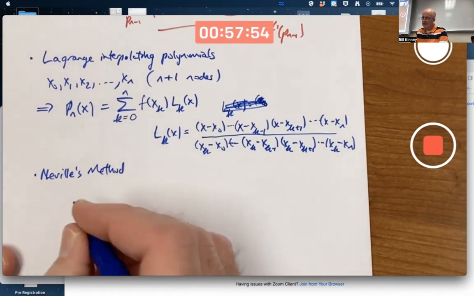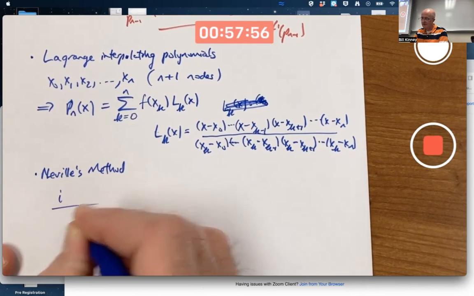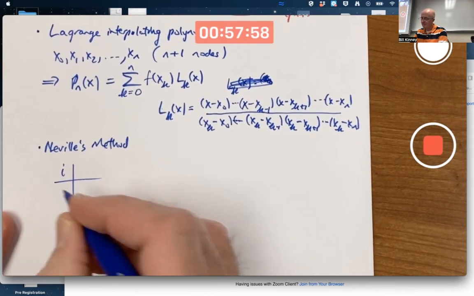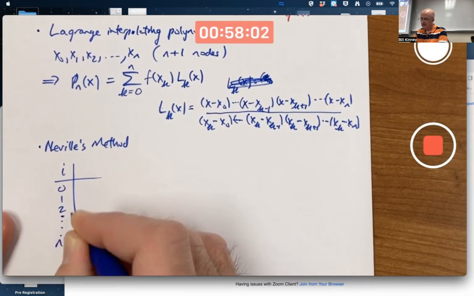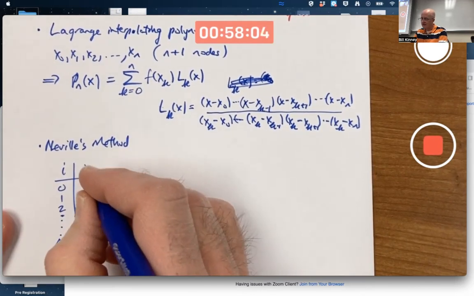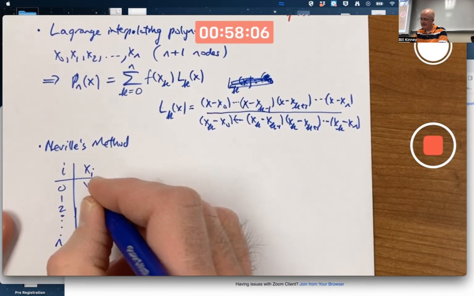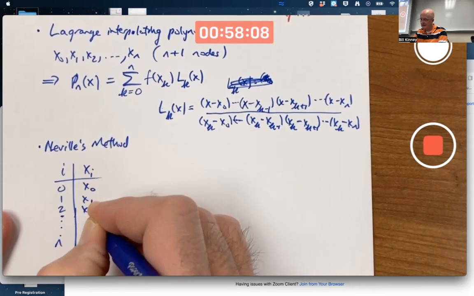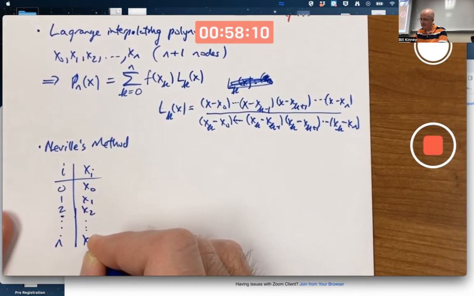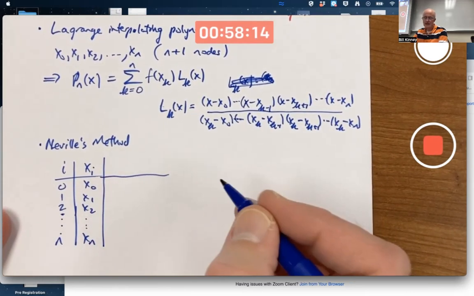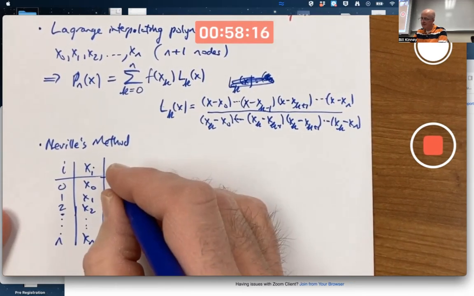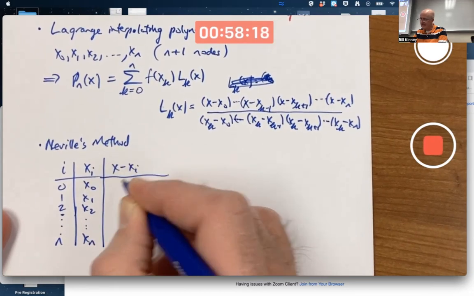The idea being you've got a tabular form for the data. You've got your i's, you've got your xi's. And again, maybe you don't make the i column, in case it causes you to make a mistake. Maybe you want to make a column for x minus xi.